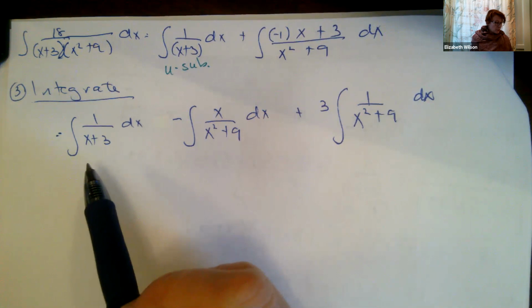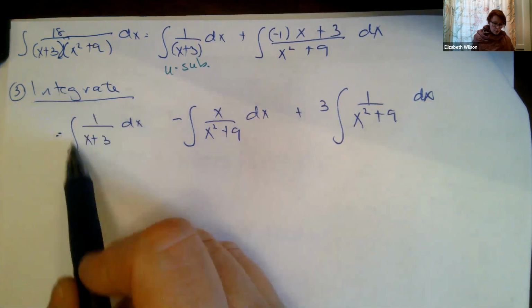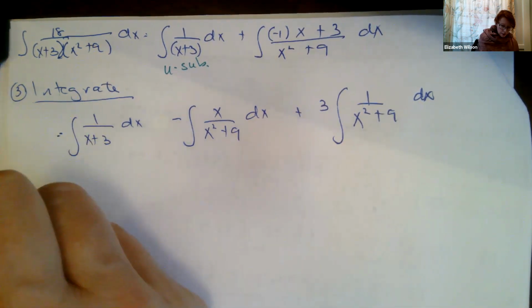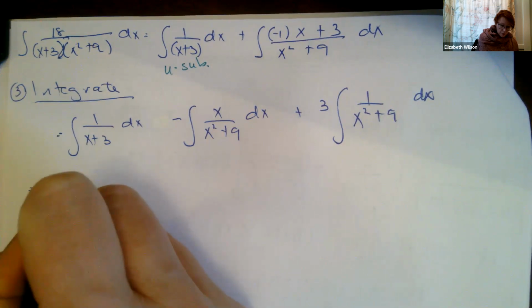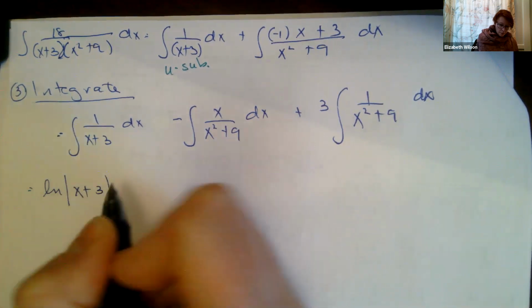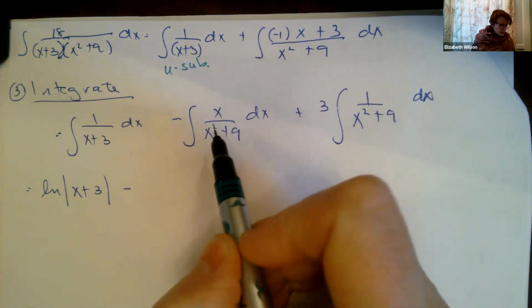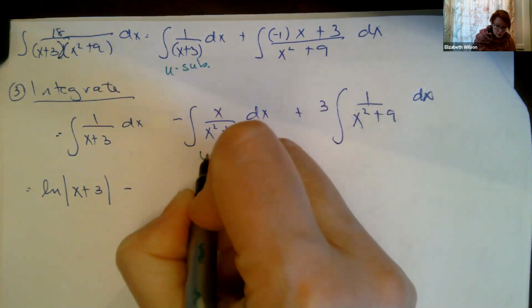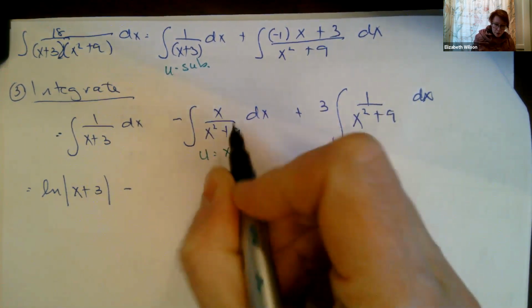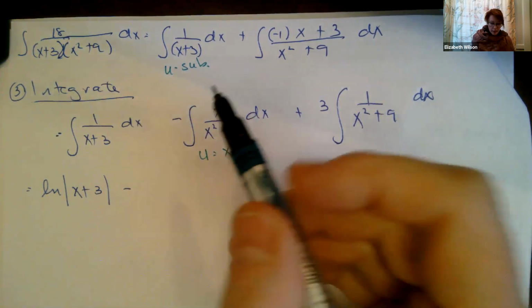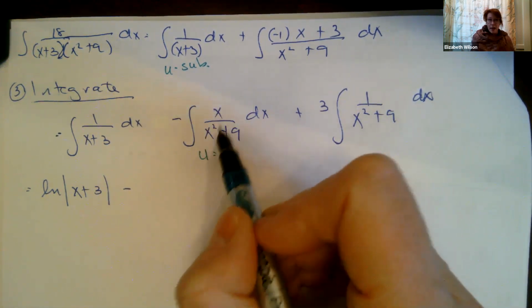So let's talk about what we're doing. So this is u substitution. We said that already. So I'll integrate that. So that's the natural log of the absolute value of x plus 3 minus, excuse me, this one right here. Let's talk about this again too. This looks like u substitution to me as well, because right, I've got x squared in the denominator, and my derivative of x squared is x.